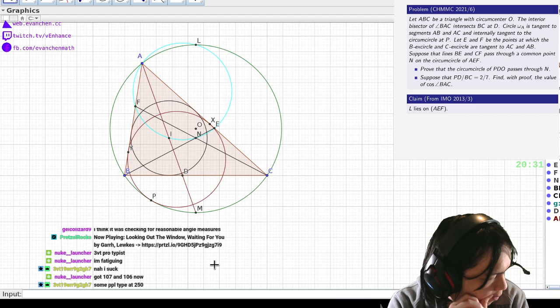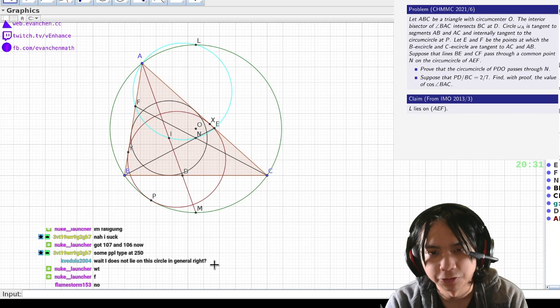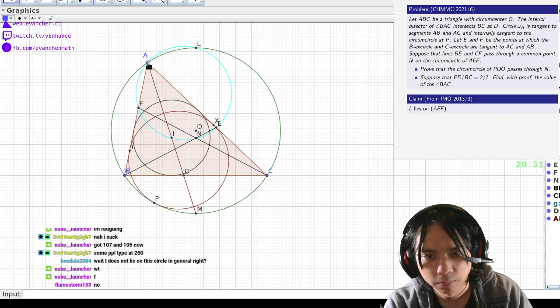No, it doesn't. So the problem hypothesis is that N lies on AEF, and the diagram suggests that if that is true, then the incenter also lies on there, which would be huge if it was the case. And yeah, it looks like that's true.